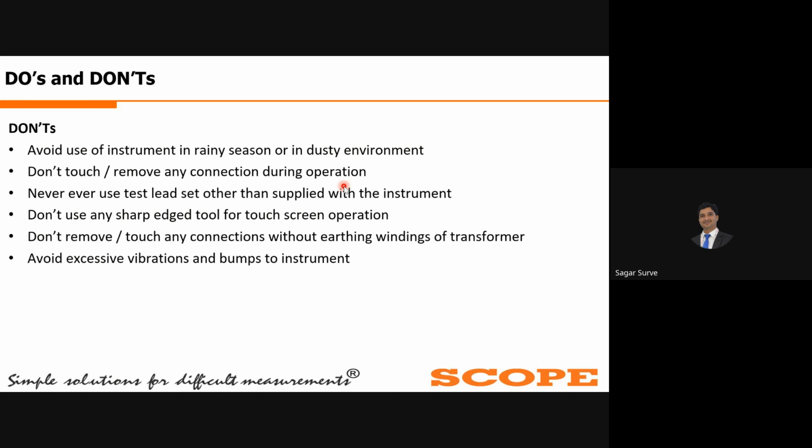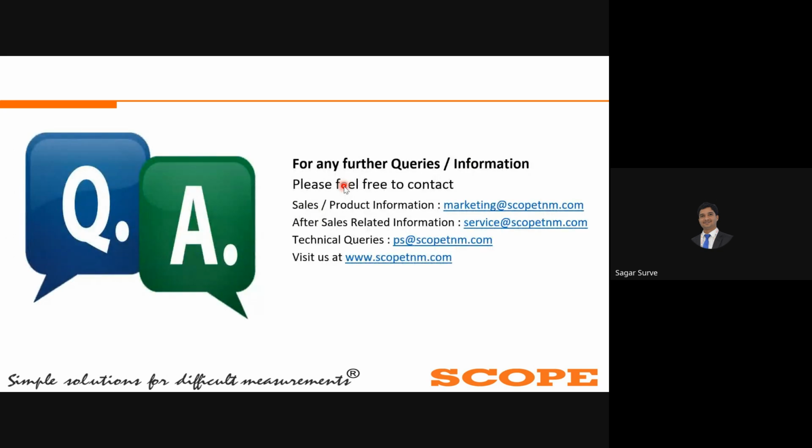As we said in the last slide, we have to make the earthing connection before making or disconnecting the wires. So whenever you are touching the bushing, make sure that it is properly earthed, and avoid excessive vibration and bumps to the instrument, so that the instrument will be safe and will perform in proper condition. So we are ending up now.